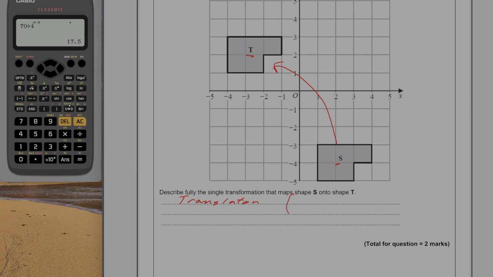So if we pick a point, we'll go this corner and this corner. To get from there to there, we're going 2, 4, 5 to the left, so that would be minus 5, and then 2, 4, 6 up, so that would be our full transformation.